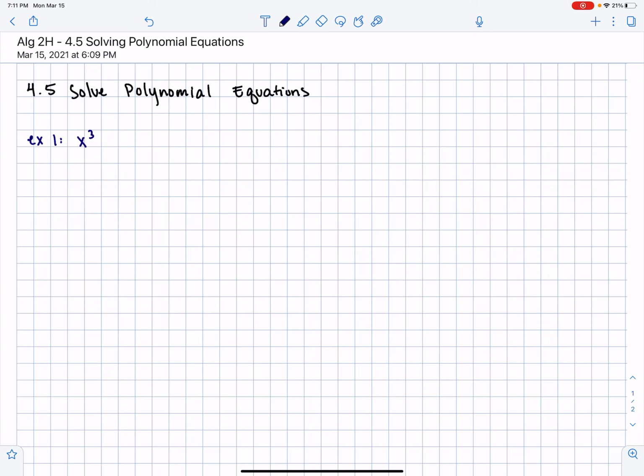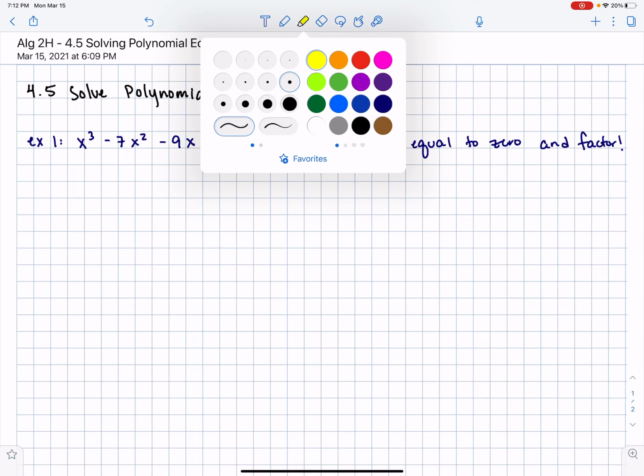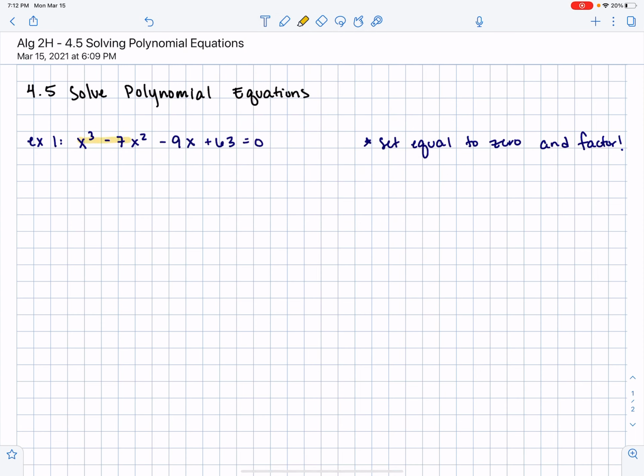So we have x cubed minus 7x squared minus 9x plus 63 equals 0. When you're solving polynomial equations, method number one is to set equal to 0 and factor, just like you would with a quadratic, because the quadratic is a polynomial, but any polynomial you want to set equal to 0 and factor. This is a 4-term polynomial, meaning that we're going to split it up into two groups. So we have x cubed minus 7x squared and negative 9x plus 63.